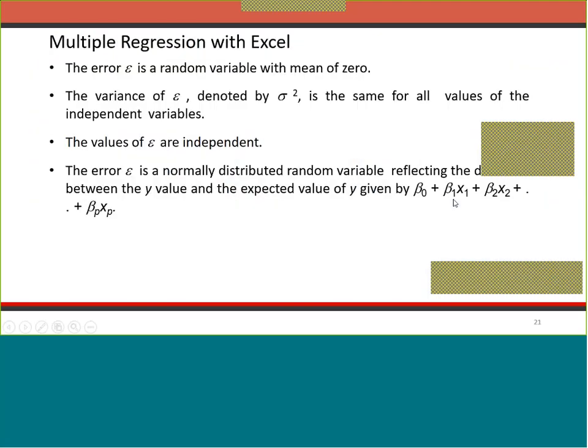Okay. Then the same assumptions which we made for epsilon, we can make here also in multiple regression. So the same assumptions on the random variable epsilon: the error is a random variable with mean 0. The variance of the error, denoted by sigma square, is the same for all the independent variables. The values of the error are independent, and the error term is normally distributed.